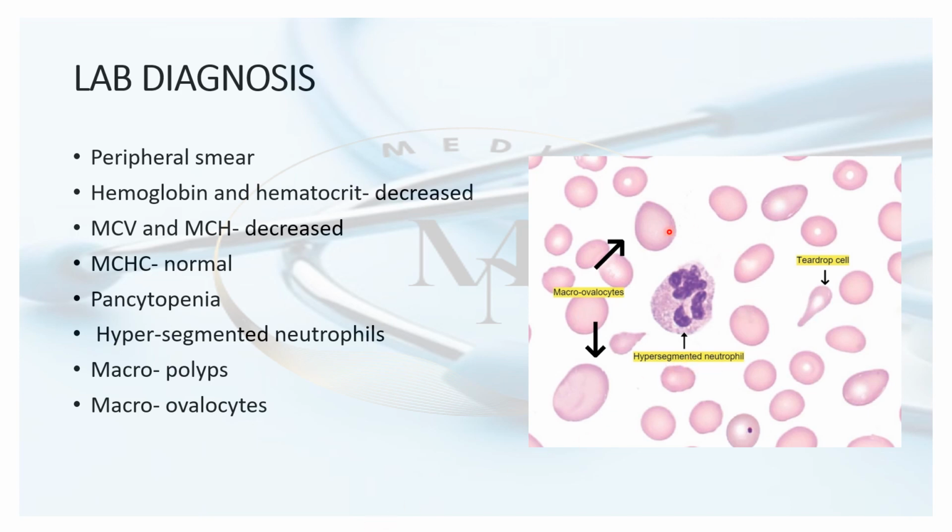And you can see hypersegmented neutrophils. If you look into the picture properly, you can see hypersegmented neutrophils. You can see macropolys or teardrop cells, and macro-ovalocytes. You can see macro-ovalocytes and macropolys.